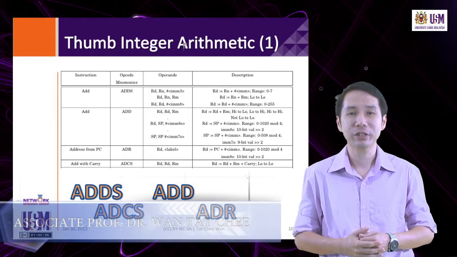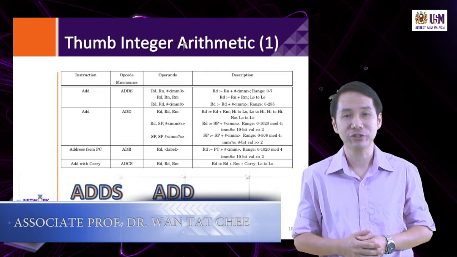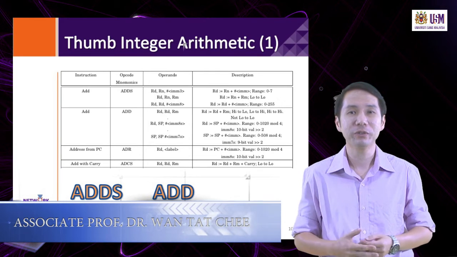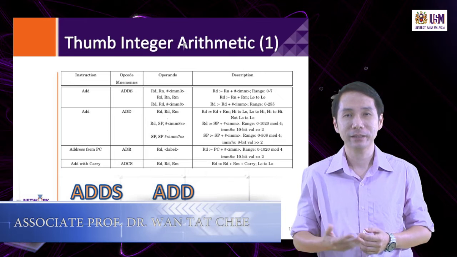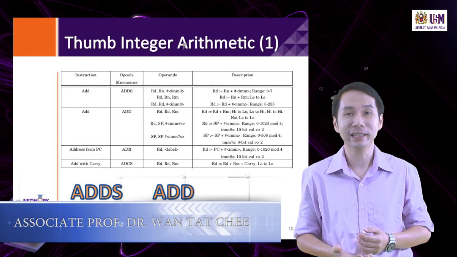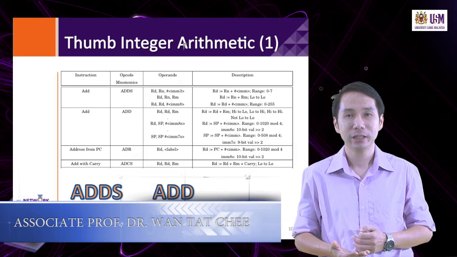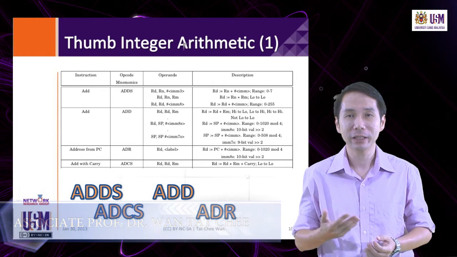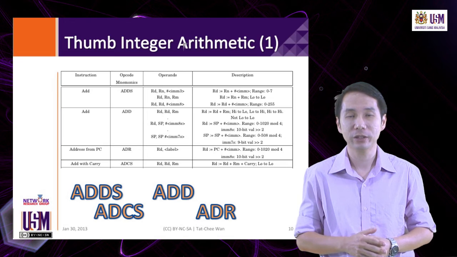Now the next group of instructions relating to integer arithmetic start with the add instructions. The add instructions involving the lower registers are always with the S suffix, so it's ADDS and ADCS. This will update the flags whenever we perform an addition. Now the add instruction without the S suffix only affects the high registers or combination of high and low registers.